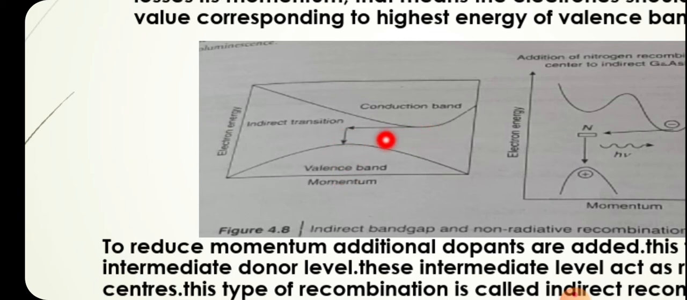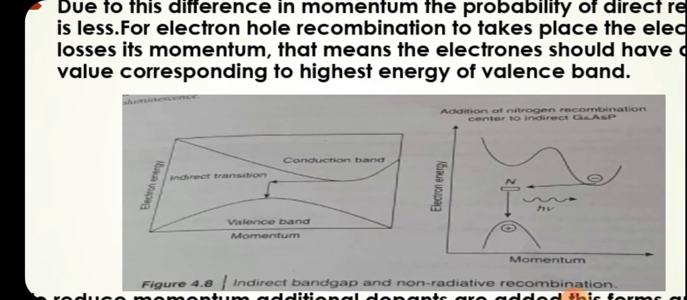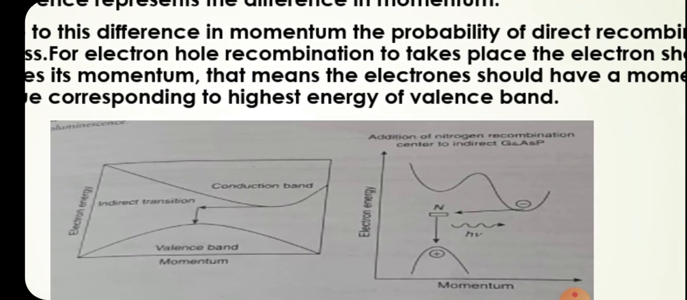Suppose if these two momentums are equal, that means we have to move this conduction band to here, then only the recombination will take place, direct recombination will take place. So there is another chance of recombination, that is indirect recombination.